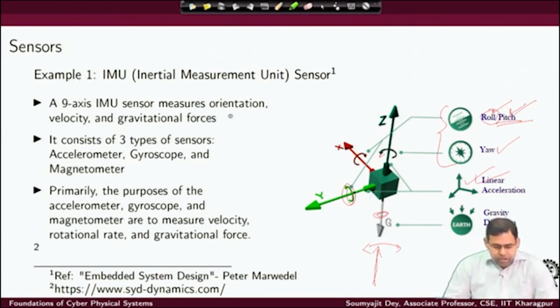So, to measure all these things, its complete orientation, velocity and gravitational forces, the IMU sensor actually uses three individual sensors together. These are the magnetometer, the gyroscope and the accelerometer. The accelerometer will give all the linear acceleration values in the three directions. The gyroscope will tell its orientation with respect to roll angle, yaw angle and pitch angle, and the magnetometer will measure the gravitational force, the g value which is acting on it. Okay.